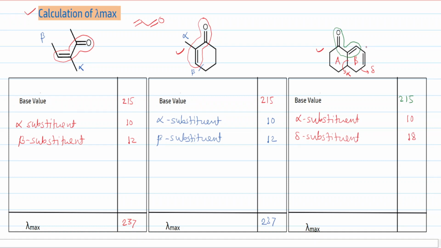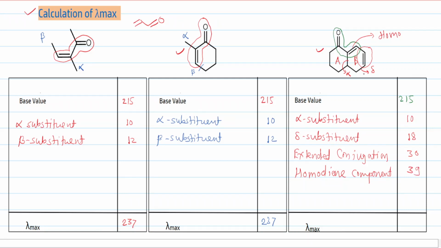Now, this double bond is in conjugation with this double bond, so this is the extended conjugation. So I have to write here one extended conjugation, and for extended conjugation we have to add 30 nanometer. Now, in ring B, these two double bonds are in conjugation and present in the same ring. So this ring possesses a homodiene component, and for that purpose we have to add 39.